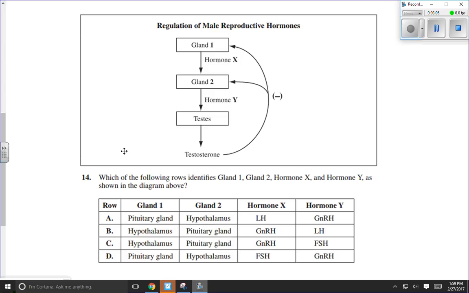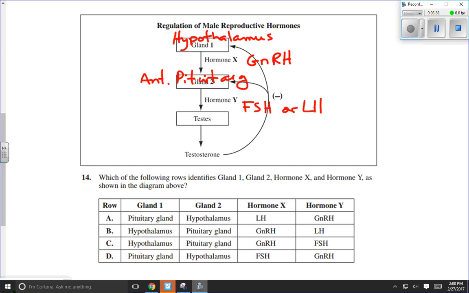Gland number 1 is going to be the hypothalamus, because it's going to start the whole process of male reproductive hormone production, which would make hormone X the gonadotropin releasing hormone, which would make gland 2 the target of that, which would be the anterior pituitary. Which would make hormone Y either FSH or LH. In this diagram, we don't have enough information to tell which is which.